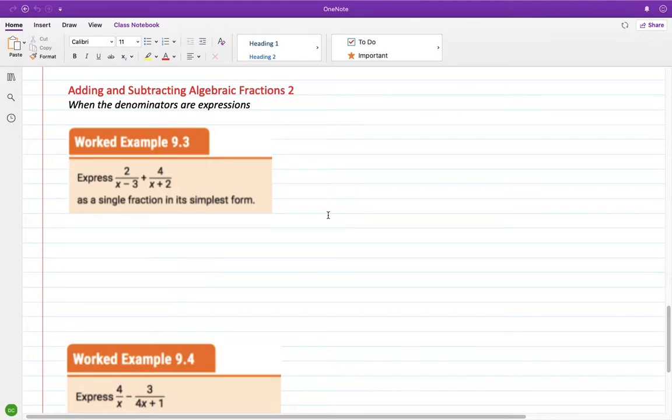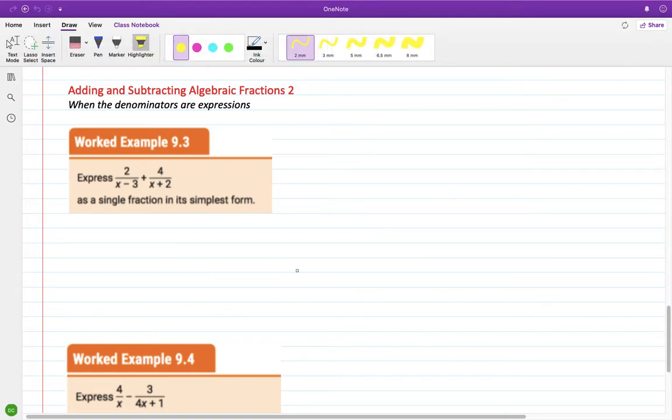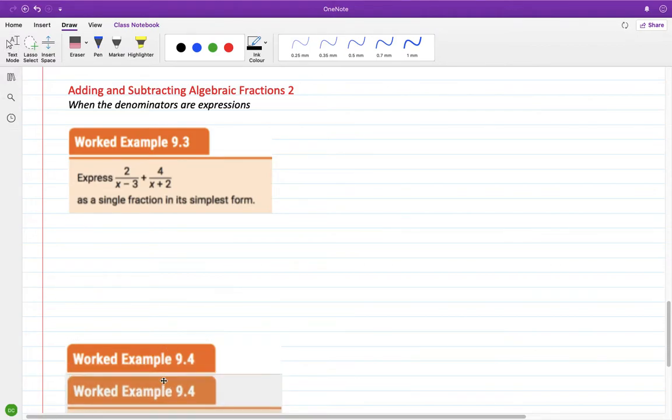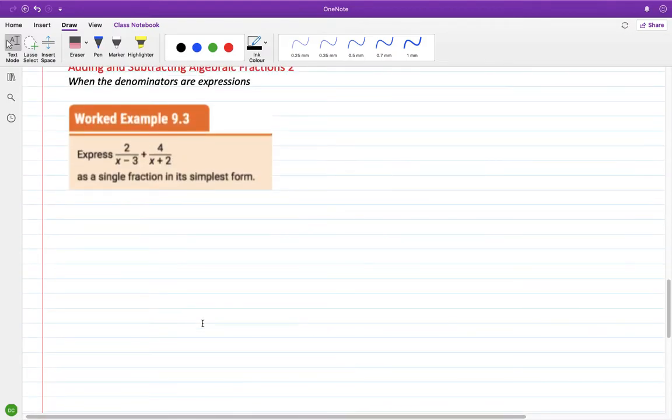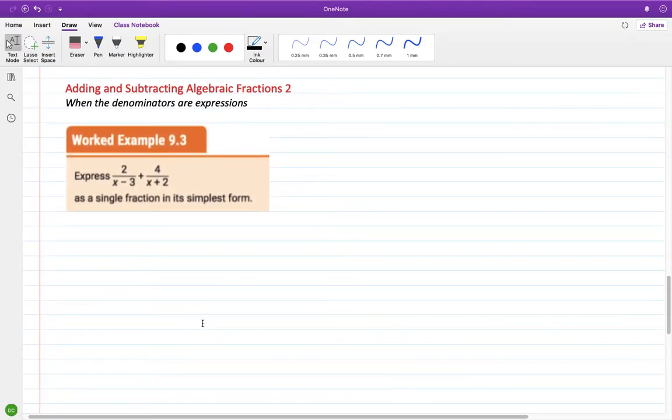Moving on to adding and subtracting algebraic fractions 2, and this is where the denominators are expressions. Okay, so you can see here our bottom lines and our longer numbers, they're expressions. So you still have to do the same thing, which is to get a common denominator, but the way you do it now is just not the same. If you look at a 2 and a 5, you think, oh, that's easy, a common denominator of 10. It's not like that now, okay?